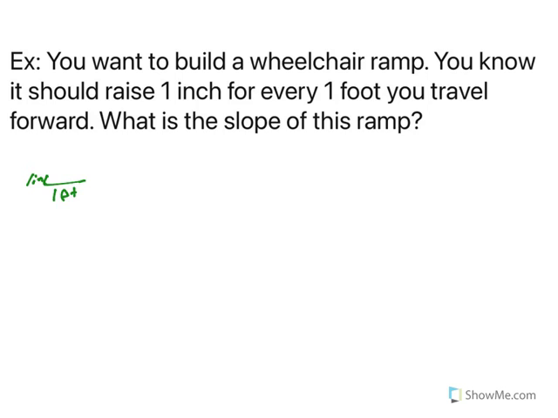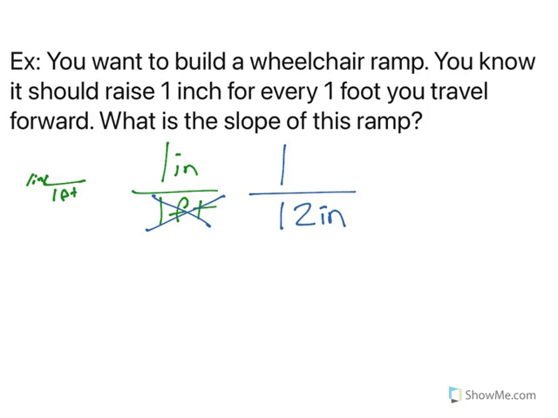The answer is not 1 over 1, because if we're thinking we're raising 1 inch over 1 foot, we don't want it to be a rate, right? We want it to be the same units. So we've got to say, okay, I know that 1 foot is the same as 12 inches. So 1 inch over 12 inches, okay, those are the same units. So my slope would be 1/12. And this is ADA compliance if I want to build a wheelchair ramp. And that's slope in word problems.